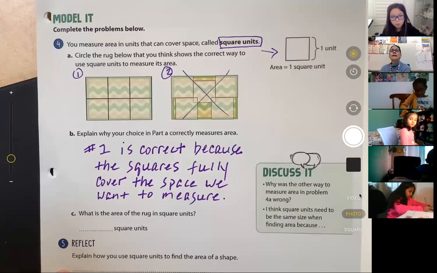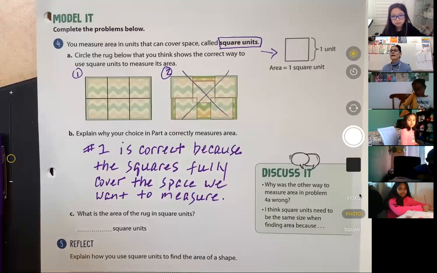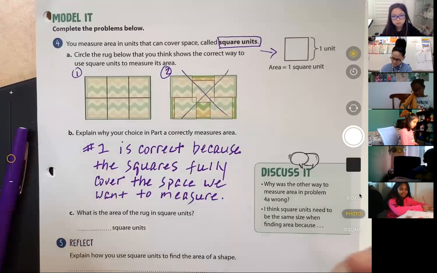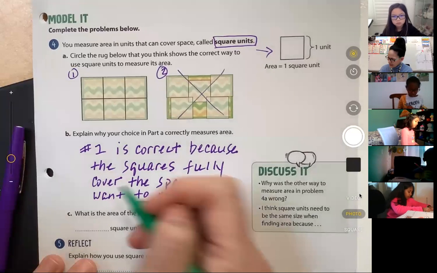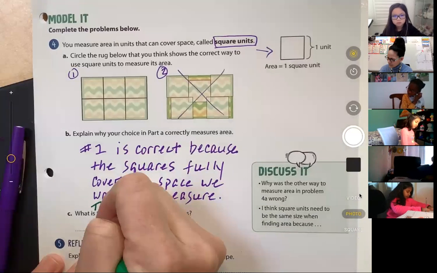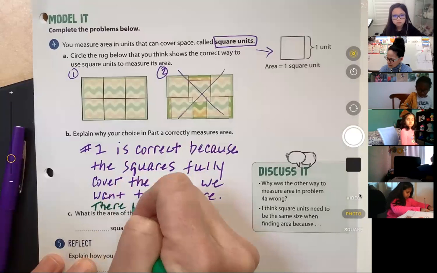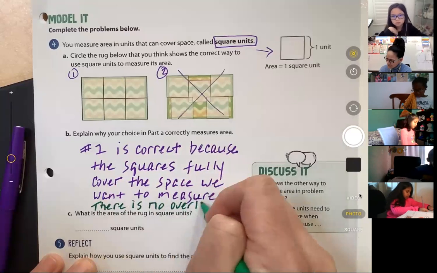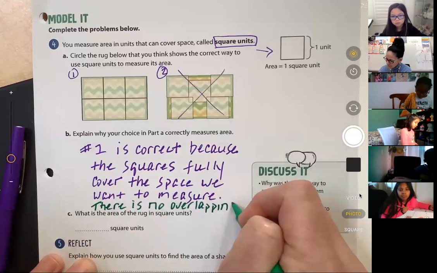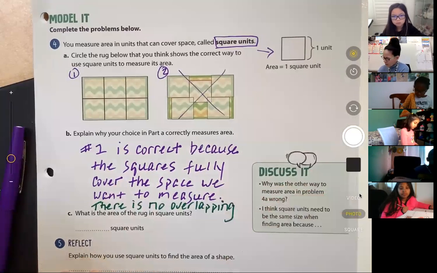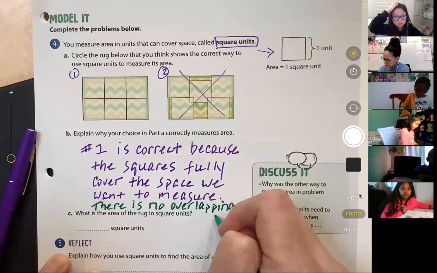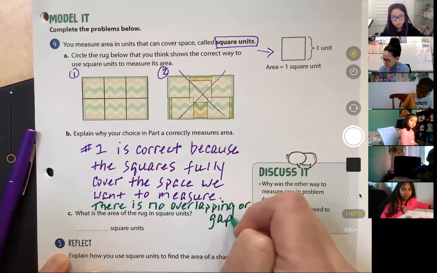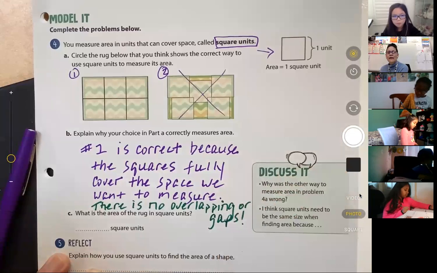Now, big important piece here. So important, I'm going to be writing it in a different color so that you recognize it more. So, there is no overlapping or gaps. There is no overlapping or gaps.